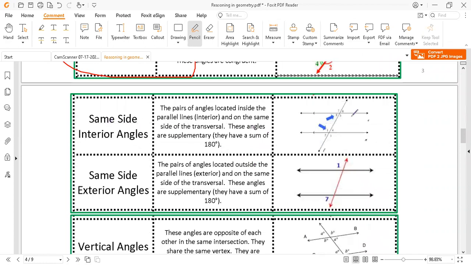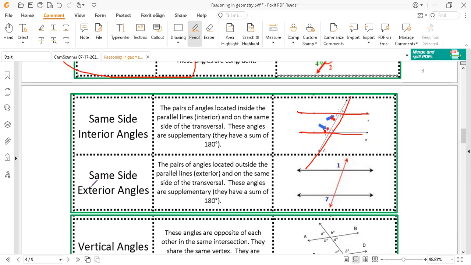Also, if you have parallel lines and another third line crossing these two lines, normally the interior angles found on the same side of the third line are supplementary. What do we mean by supplementary? Supplementary means that if we add them, we obtain 180 degrees.